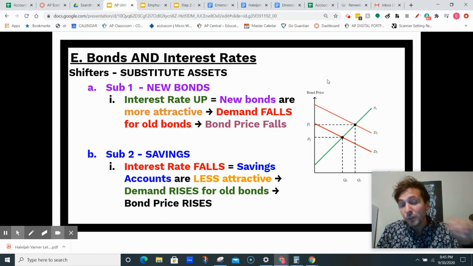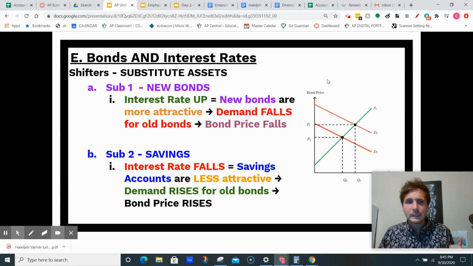So interest rates fall, substitute assets like new bonds and savings are less attractive. Instead, we demand more of the old bonds. The demand for old bonds goes up, and the price of all bonds goes up as a result.